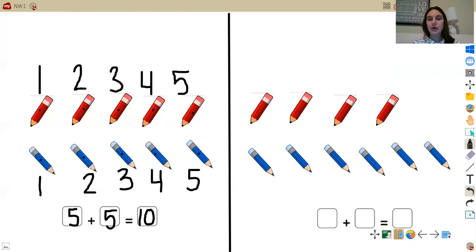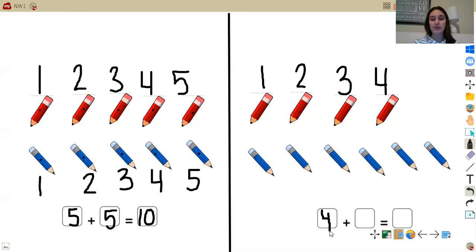Okay, we are going to go ahead and label and show our work to see if we made another 10. So follow along. 1, 2, 3, 4. So I see that Yair now has 4 red pencils.